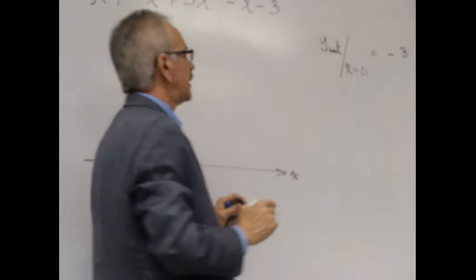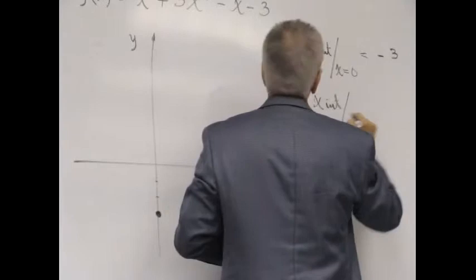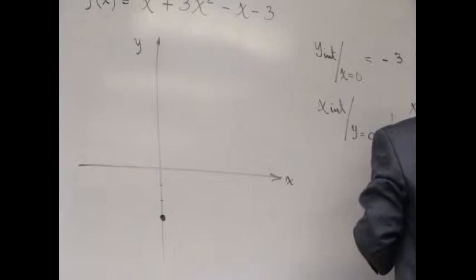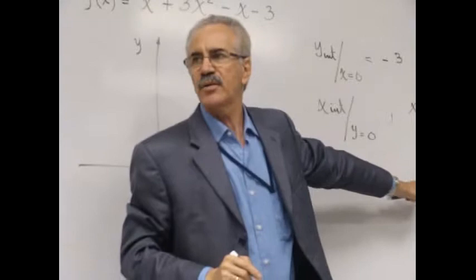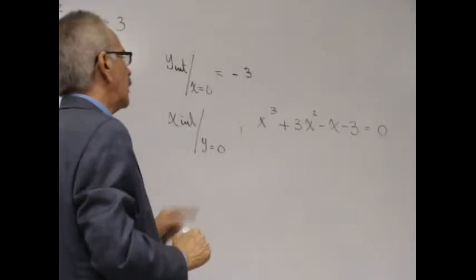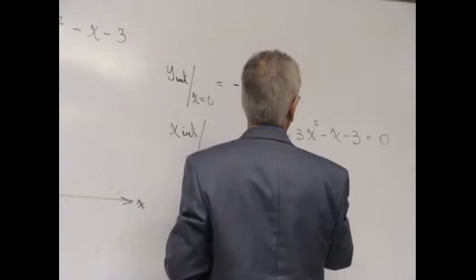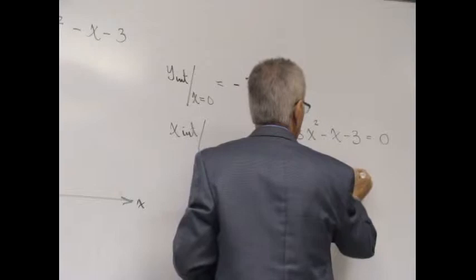Now, x intercepts. X intercept exists when y equals 0. So, make the function equal to 0: x cubed plus 3x squared minus x minus 3 equals 0. Can we solve this equation? Can we factor it? Yes. Using which method? Grouping. So x squared times x plus 3, minus 1 times x plus 3, equals 0.